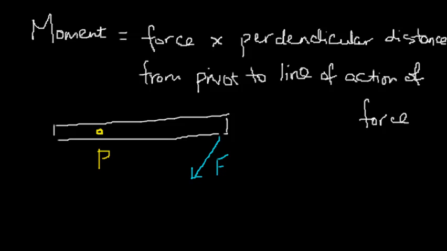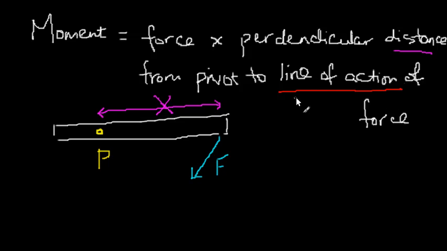Now I cannot emphasize how important this part is, the line of action of the force, meaning the distance that we are talking about here, this distance. It is not the distance from the pivot to the point where the force is acting, where the force is pulling. It is not that distance. The distance is the distance from pivot to the line of action.